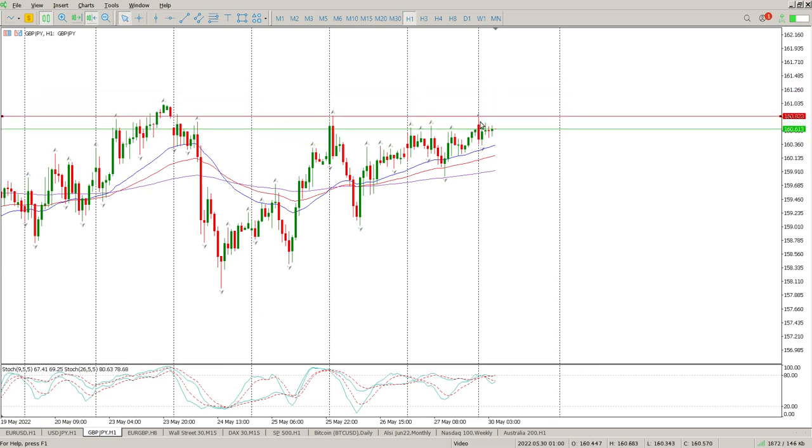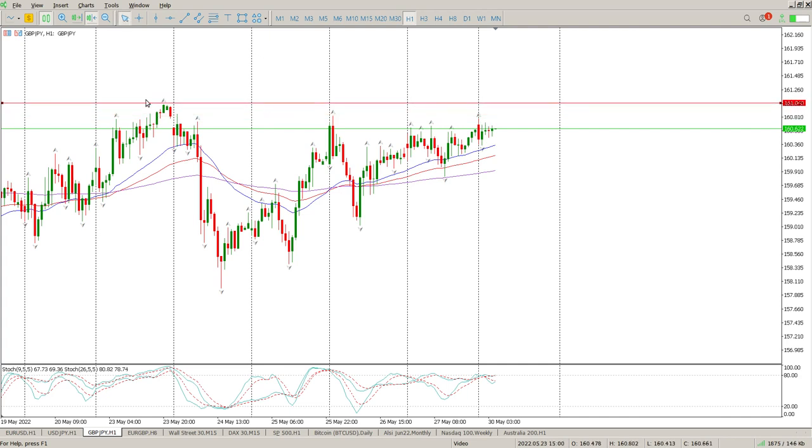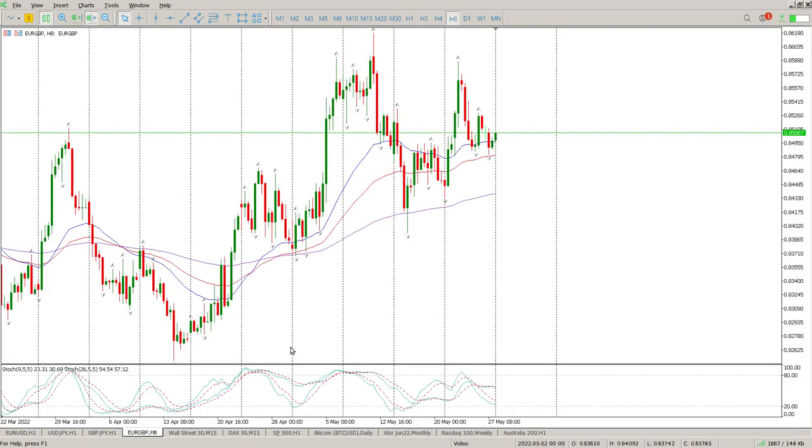I'd want to see us break pretty much above this previous swing high for the longs to continue, 161.040. So that's kind of the view that I've got at the moment. If we start dropping below the low of Friday, which is 159.834, then we can start looking at opportunities to the downside. But for me, this is another clear sit on hands.